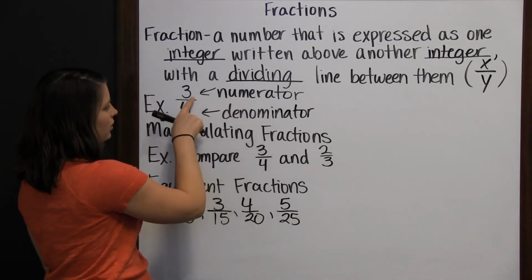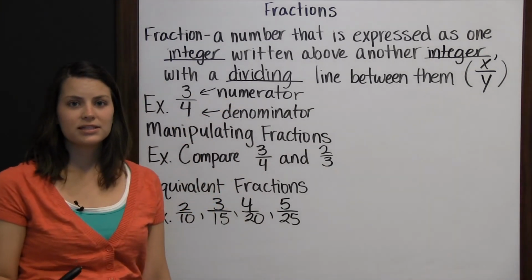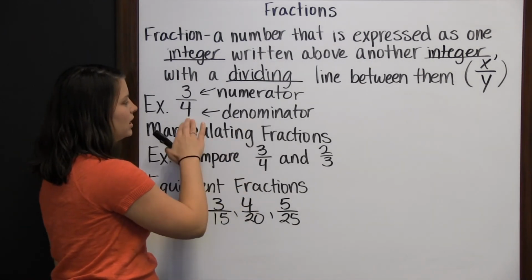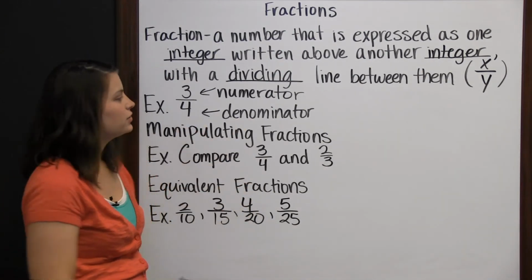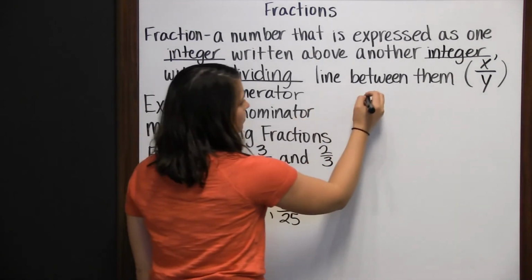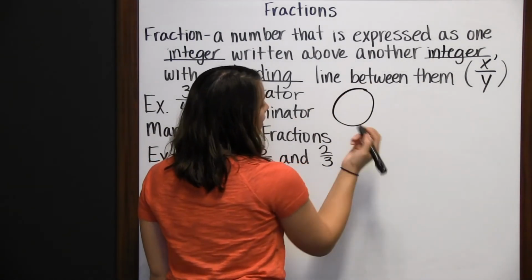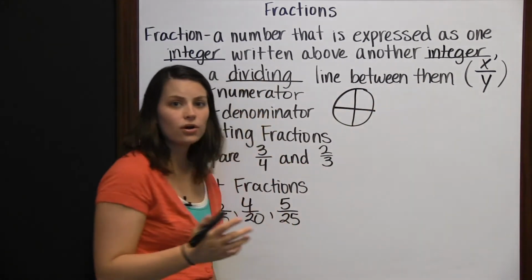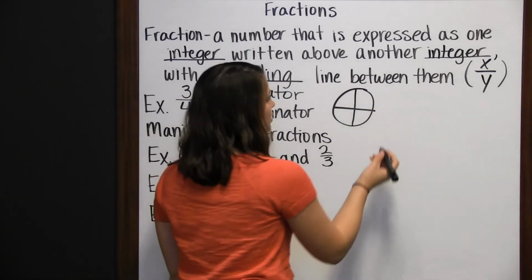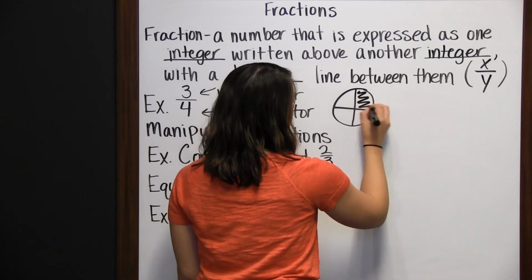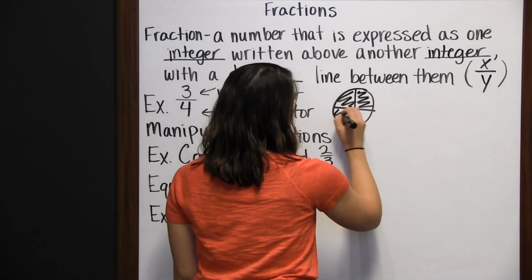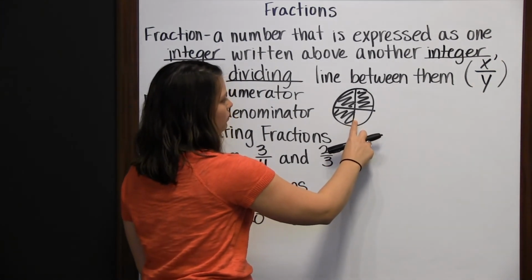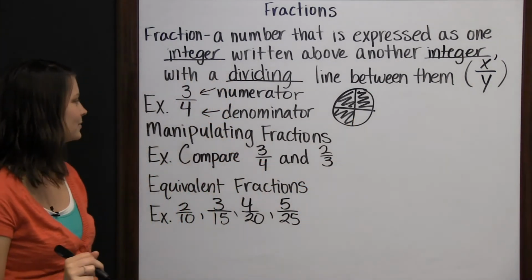The numerator is the part that's being considered, while the denominator is the whole. So in this fraction, 3/4, we could take a pie shape and cut it into 4 pieces. That's our whole. And the part that's being considered is 3/4. So 1, 2, 3. So now you can see how much of our pie we're talking about, 3/4.